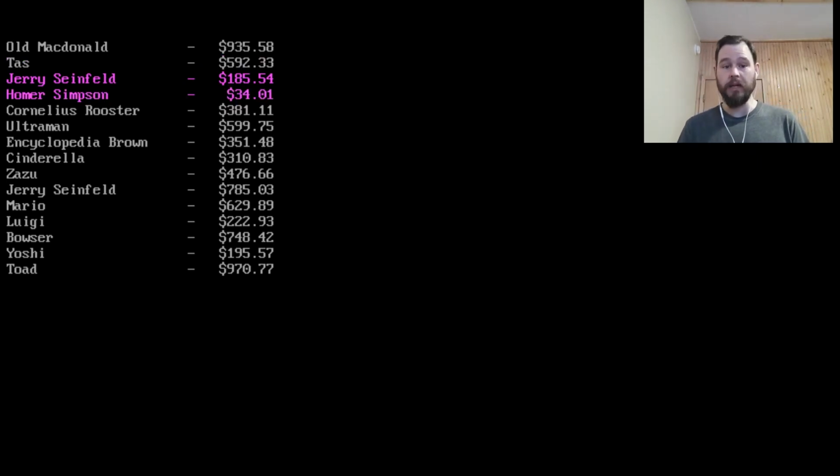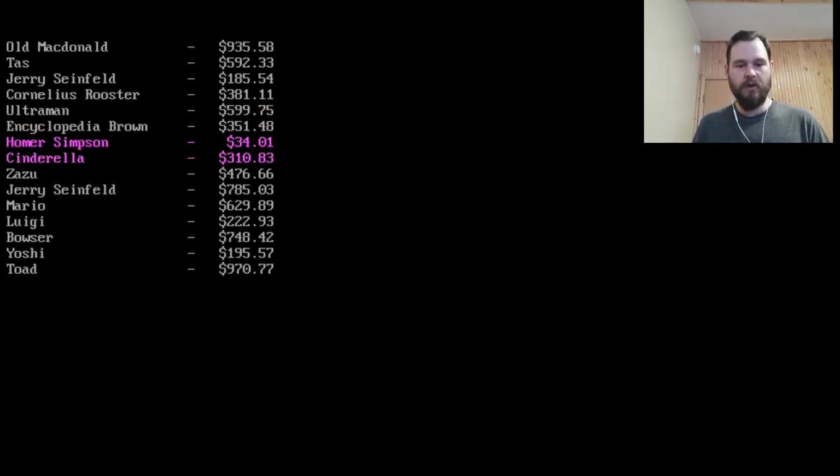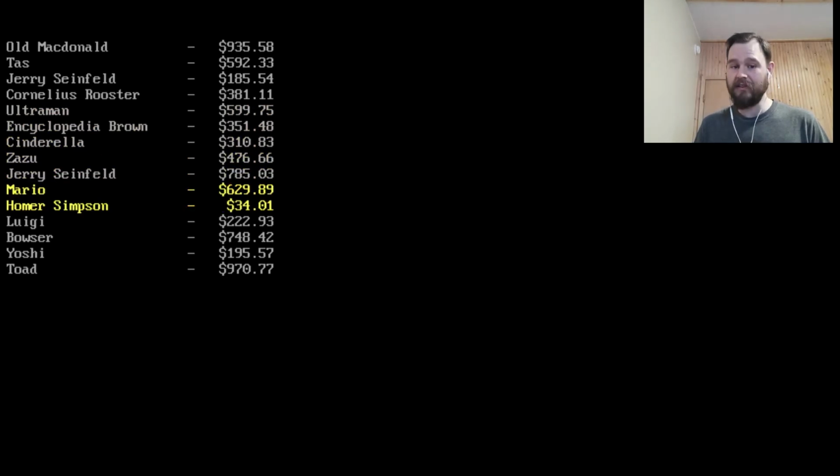Do they need swapping? Nope, already in the correct order. Look at the next pair. Do they? Yeah, they need swapping. Homer only has $34. Cornelius Rooster's 381. So they're going to get swapped. And this is just going to continue. And you can see that now that Homer Simpson, who has $34, he's always going to get swapped because there's no other player that has less money than him.